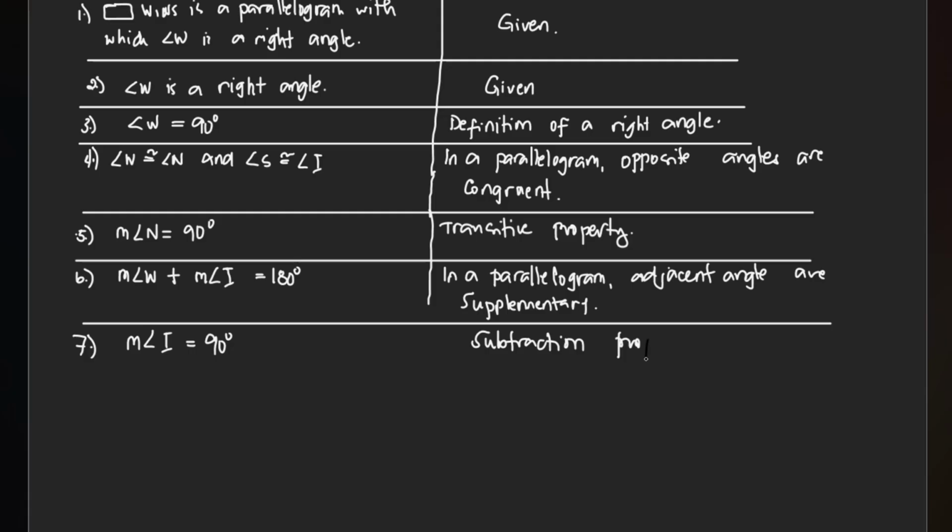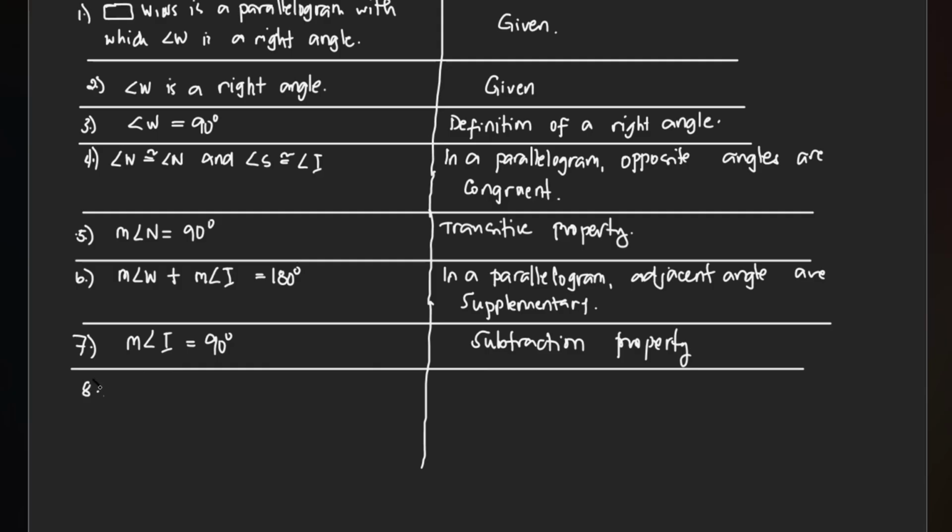Bakit? So, to identify the value of I based from our 6th statement, number 6 natin, since we have idea na yung measure of angle W is equal to 90, you just have to subtract 180 minus 90. So therefore, yung I natin is also equal to 90. Okay. Then, followed by 8th statement.